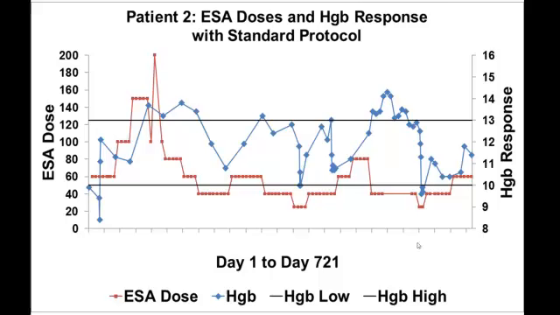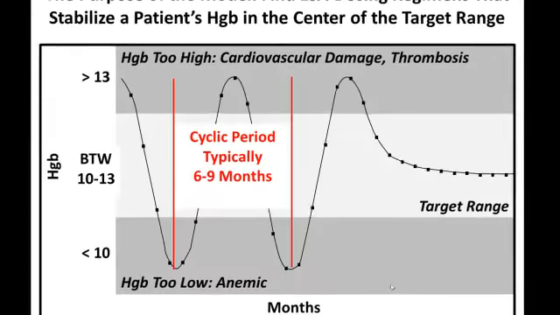We have another sample patient. We have the Aranesp doses following a wild, chase-your-tail kind of pattern where we're trying to get the patient's hemoglobin level centered. And again, we have these excursions above and below the target range. 2 years' worth of data.